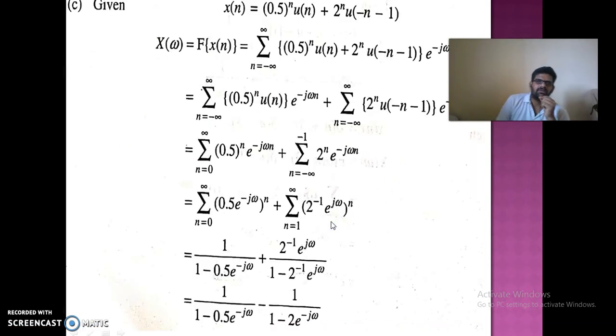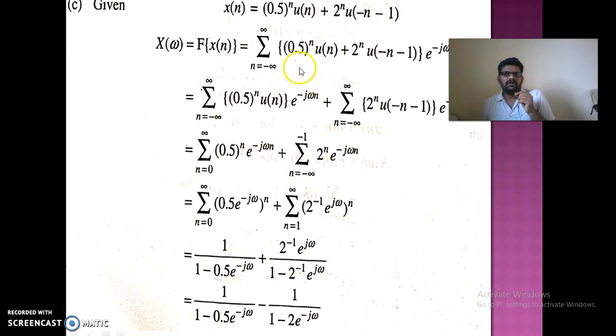And third one, see, 0.5 power n u of n plus 2 power n u of n. So 0.5 power n, 1 by 2 whole power n, and 2 power n, the product is 1 by 1. So somewhere it may reach the zero crossing. So it is a convergible form. So like that you can justify the question, and then you can start your writing, finding the DTFT. So for the previous example, mathematically the answer is obtained, but DTFT is not applicable there. For this signal, it is convergible, so DTFT can be applicable.